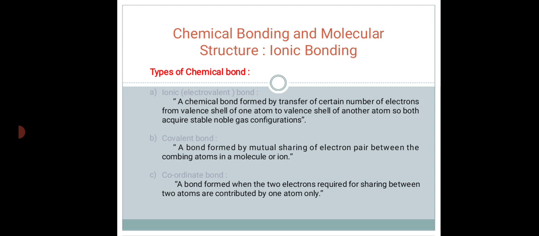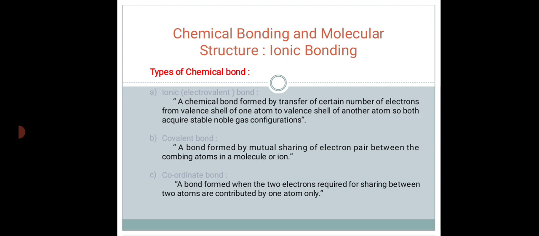Second type is covalent bond. A bond formed by mutual sharing of an electron pair between the combining atoms in a molecule or ion is called a covalent bond. It occurs between two nonmetal atoms of the same or different element. In a covalent bond, each atom contributes one electron.